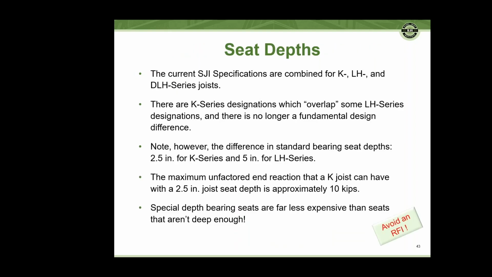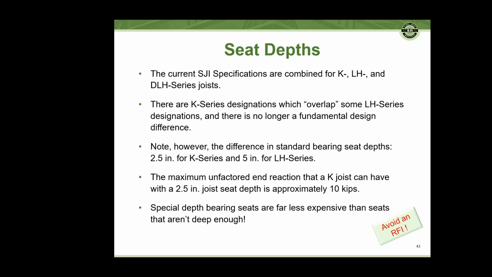And finally, on seat depths, the current SJI specifications are for the combined K, LH, and DLH series joist. So there are definitely overlaps between some of the K series designations and LH series designations, and there's no longer a fundamental design difference. But it is worth noting that the standard bearing seat depth is different at 2.5 inches for K and 5 inches for LH.